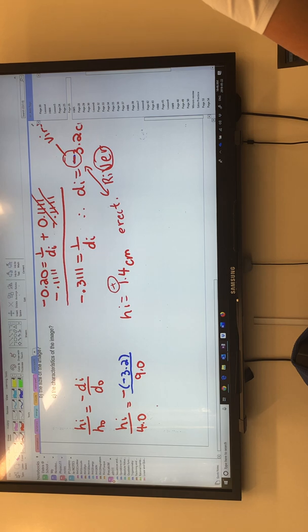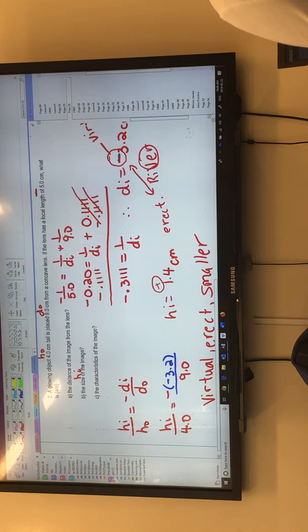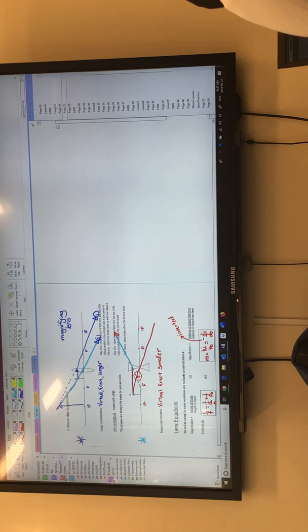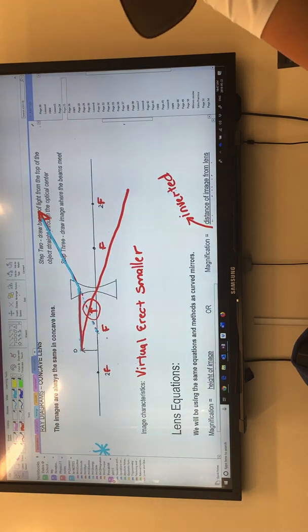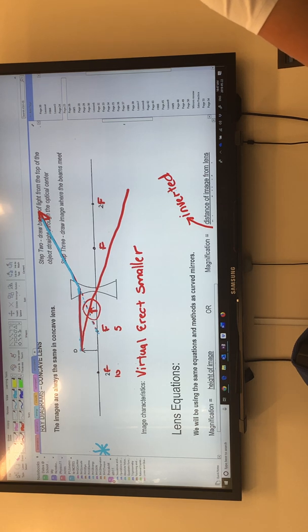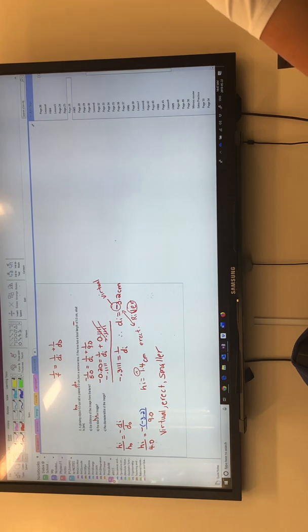So the characteristics are it's virtual, erect, and smaller. And you can kind of deduce that in the sense of it's a concave lens, and the focal length is 5, so it's placed at 9. So let's go back and look at where that would be. It's a concave lens here. Focal length is, let's say, 5. That would be 10, so it's placed in between. Makes sense. And so I get an image that is right side up, it's smaller, and it's virtual. So that picture made sense with the numbers they gave us, so you can kind of double check that way.